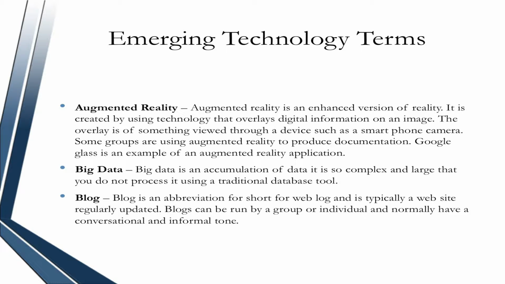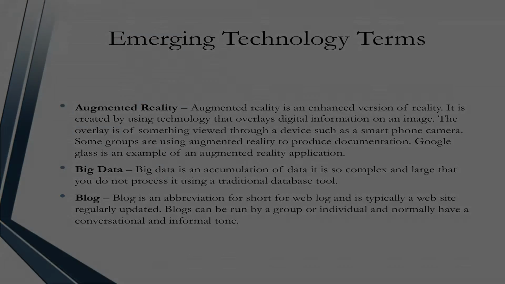Big data. Big data is an accumulation of data, and it is so complex and large that you do not process it using a traditional database tool. Blog. Blog is an abbreviation, short for weblog, and is typically a website regularly updated. Blogs can be run by a group or individual, and normally have a conversational and informal tone.